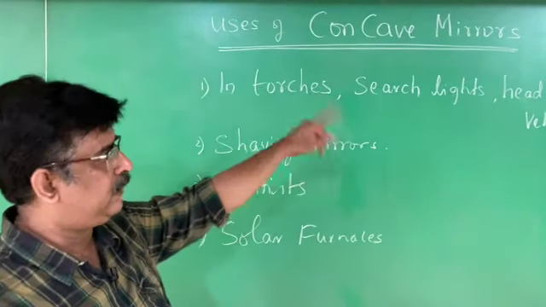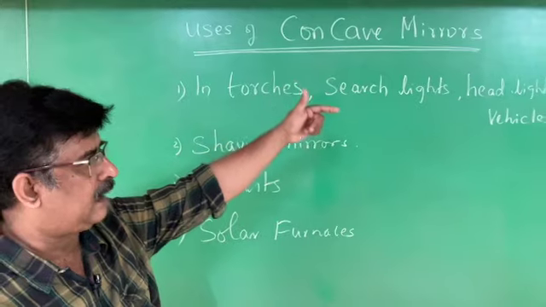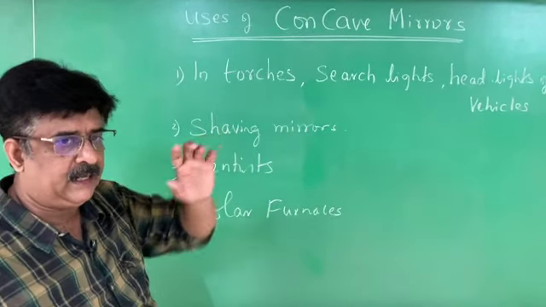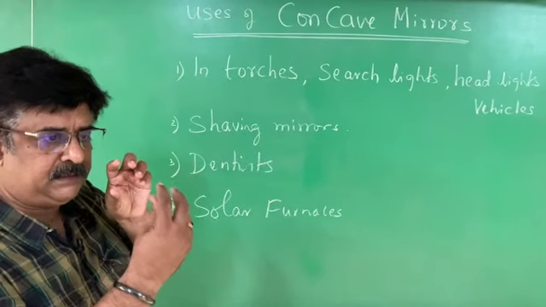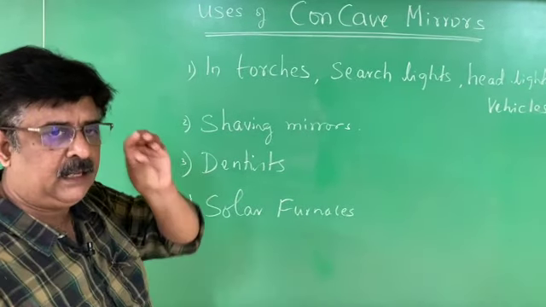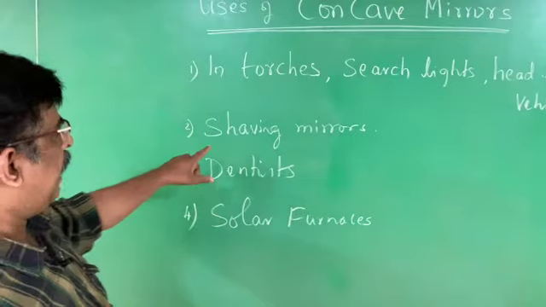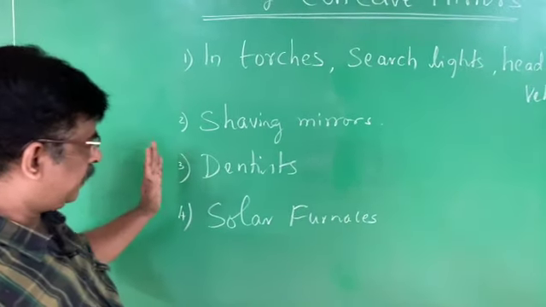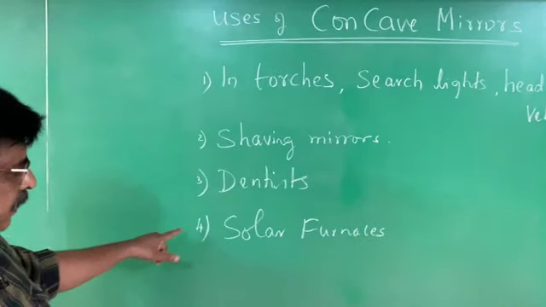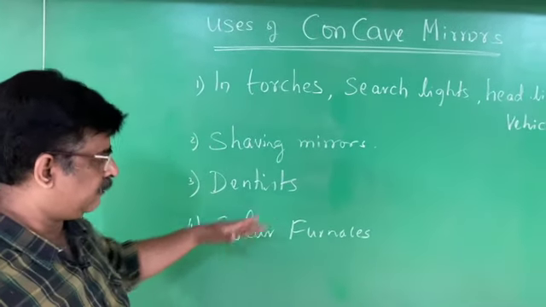headlights of vehicles. Whenever you next see your car headlights, behind the headlight there is a concave mirror, and at the principal focus of that concave mirror, the bulb is fixed. And it is used as a shaving mirror, and concave mirrors are used by dentists, and concave mirrors are used in solar furnaces. We completed the part on concave mirror.